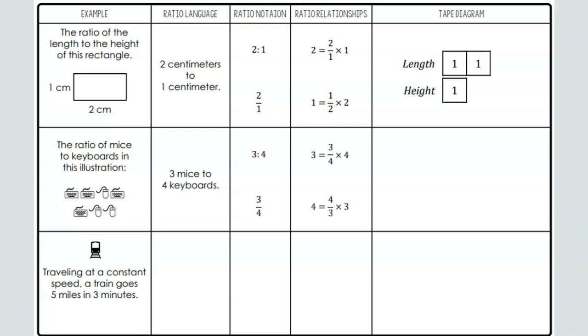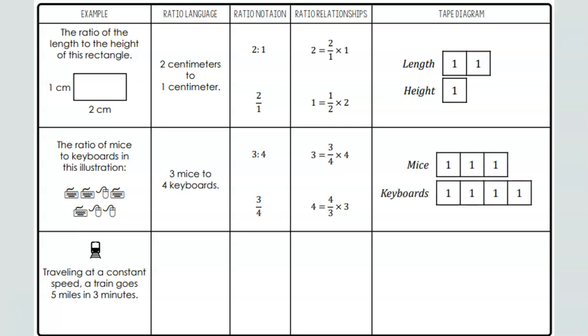Writing it out as a number sentence, and then using a tape diagram. Again, we're using blocks with numbers to represent the mice and the keyboards.